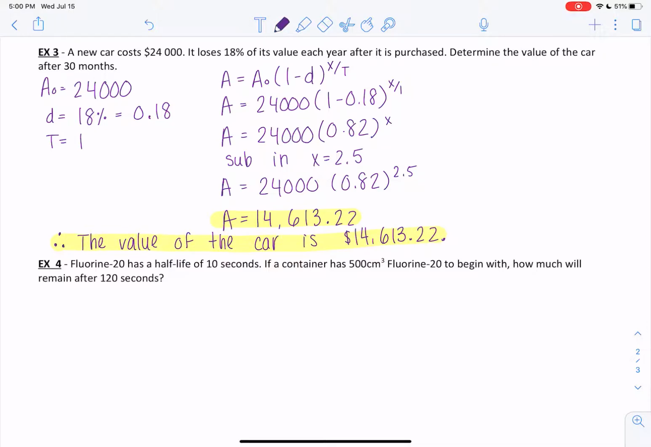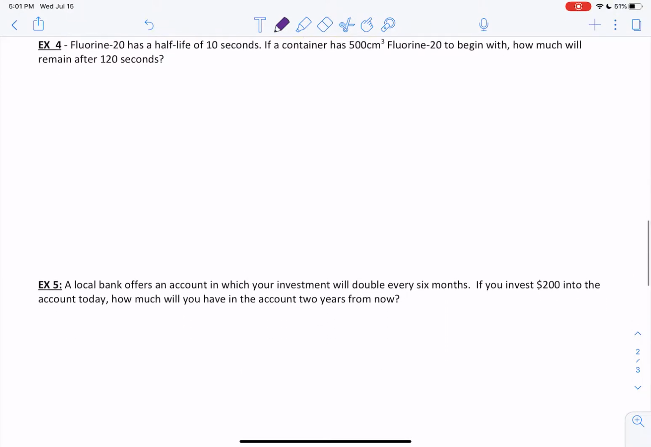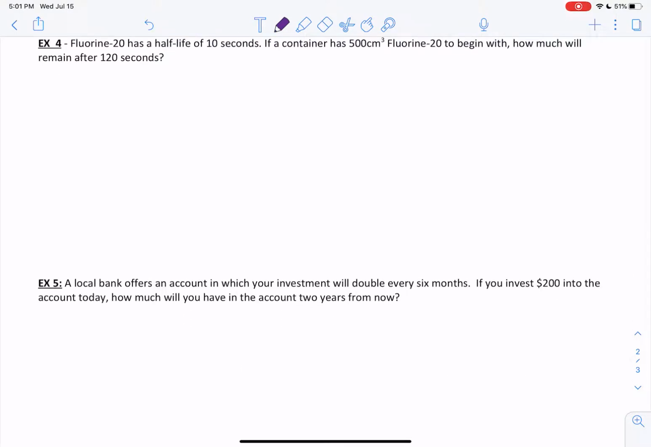Okay, let's look at another one. So the next question says fluorine 20 has a half-life of 10 seconds. If a container has 500 centimeters cubed of fluorine 20 to begin with, how much will remain after 120 seconds? So exponential functions are often used for chemistry situations because a lot of isotopes decay exponentially. So they'll decay really, really fast at the beginning, and then little bits are left over time forever, and they never totally go away. So let's set up our equation.